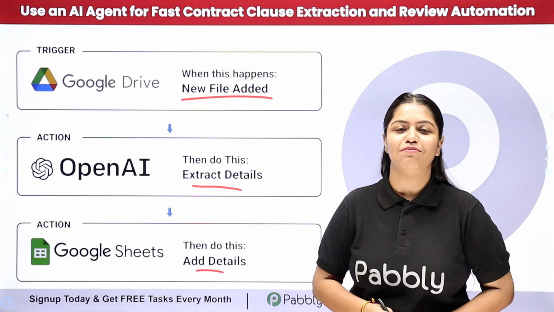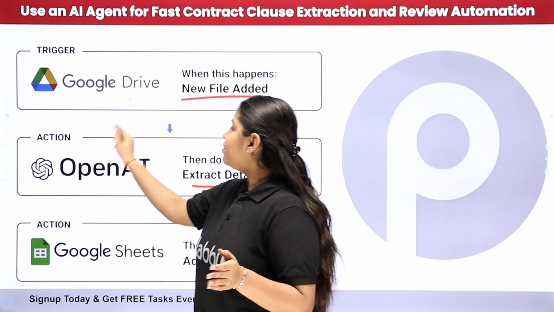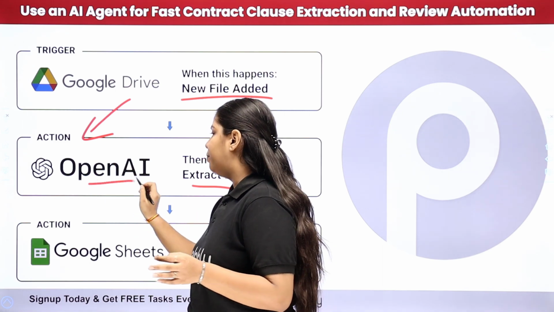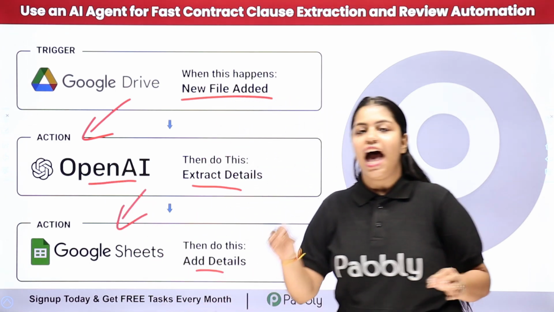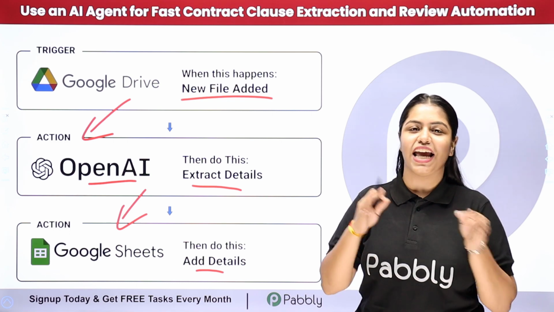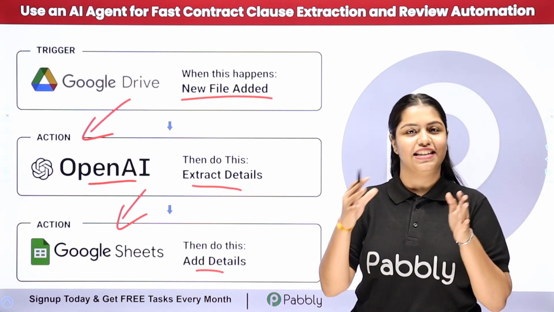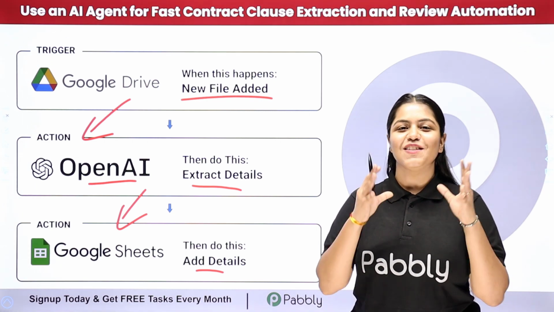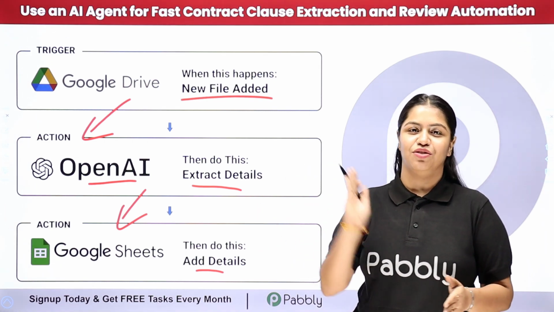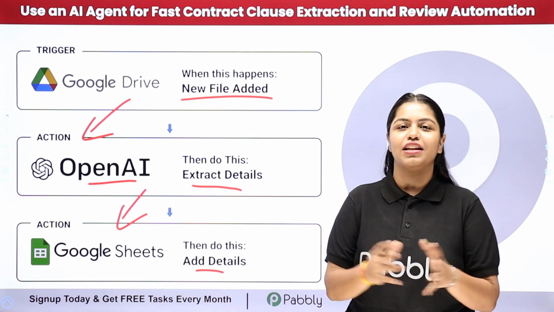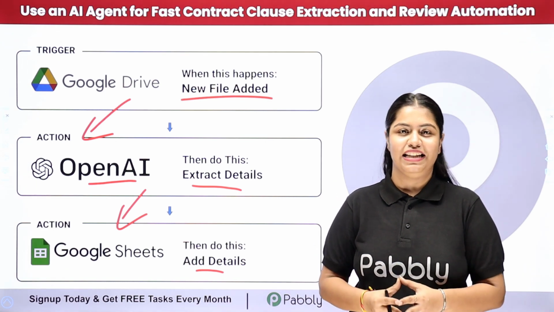So to do this, we are simply going to create a connection between Google Drive, my AI agent, which is OpenAI, and Google Sheets. And to create this connection without knowing any programming or coding language, we are going to use Pabbly Connect. It is an amazing automation software. So if you also want to create this amazing automation for your own business, then for that you have to come with me towards my screen.